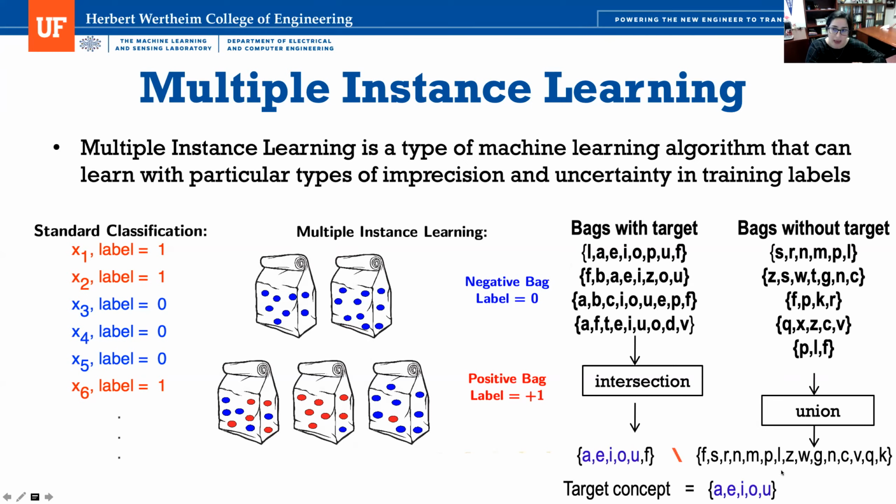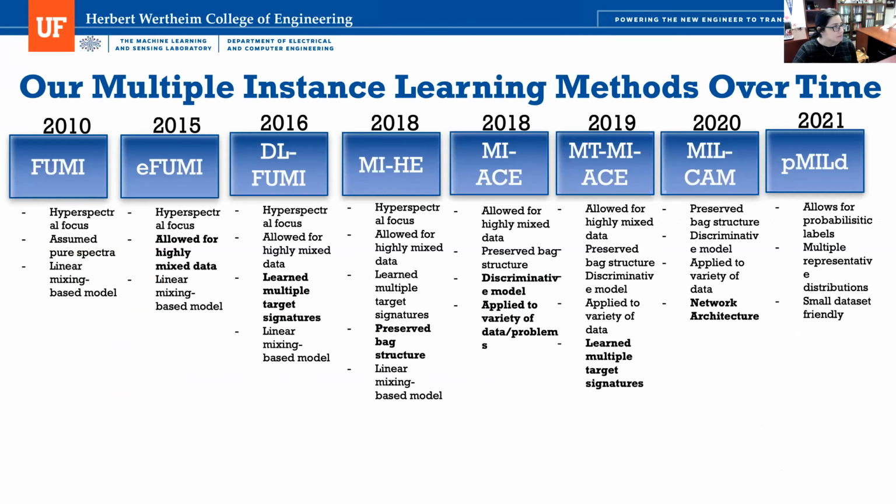We'll have positive bags where we don't know on the sample level what's a target, what's not, but we know that there's at least one example. And we're going to try to find similarities across all those positive bags that's different from any of the negative bags. And my group has been doing multiple instance learning methods for quite a long time. It started out with hyperspectral unmixing, and we've sort of expanded it to other approaches or other application areas. I'm going to talk about two of those today.